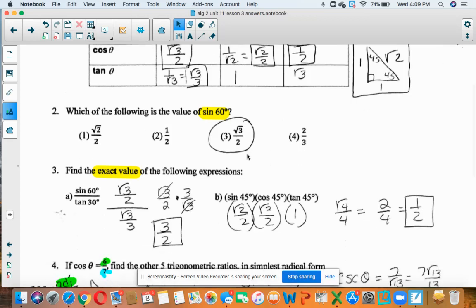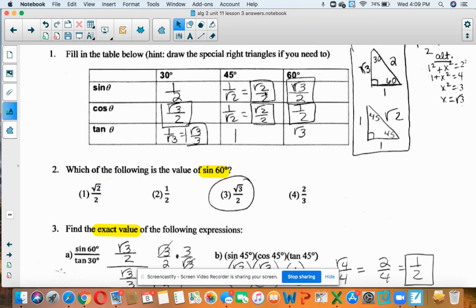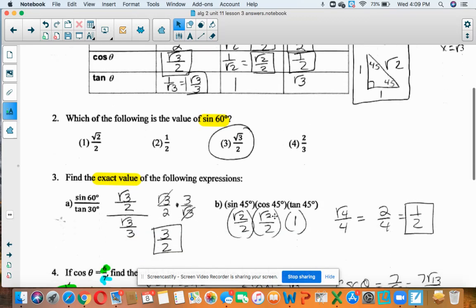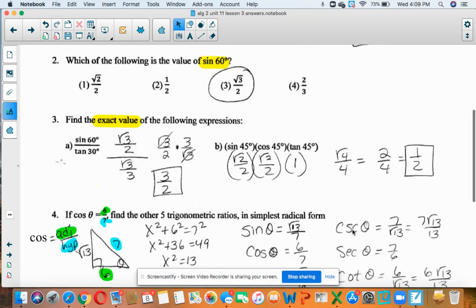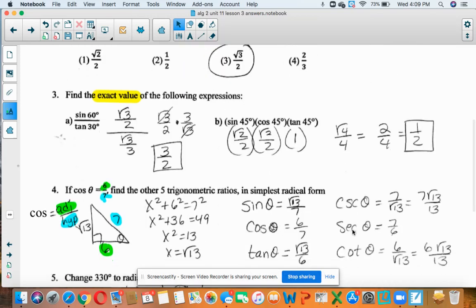Sine of 45, looking at my chart right here, is radical 2 over 2. Cosine of 45 is radical 2 over 2. And tangent of 45 is 1. So I'm just multiplying all these. The 1 will do absolutely nothing. You can just disregard that. When I multiply by 1, the answer stays the same. Radical 2 times radical 2 is radical 4, and 2 times 2 is 4. Radical 4 equals 2, and 2/4 can simplify to 1/2.